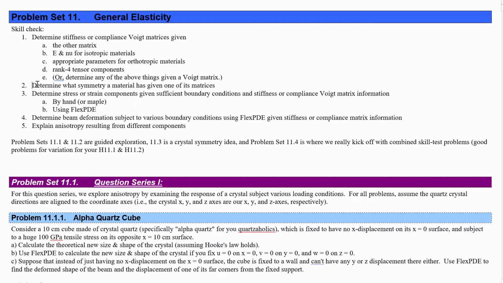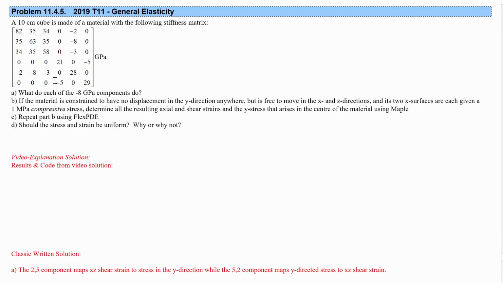Or you could be asked to determine what symmetry a material has given one of its matrices. So by looking at the matrix, can you tell what kind of symmetry it has? What about the stress and strain components? Can you figure out those things, the components of stress or strain, given sufficient boundary conditions and stiffness or compliance Voigt matrix information?